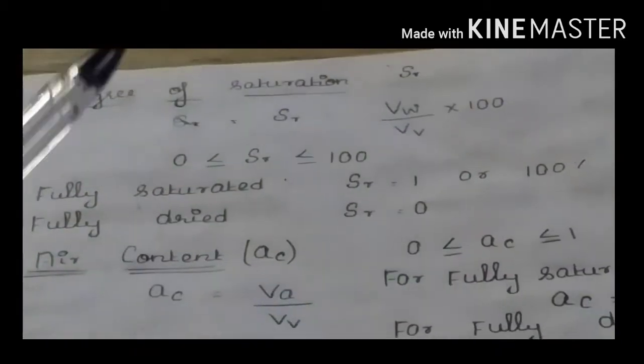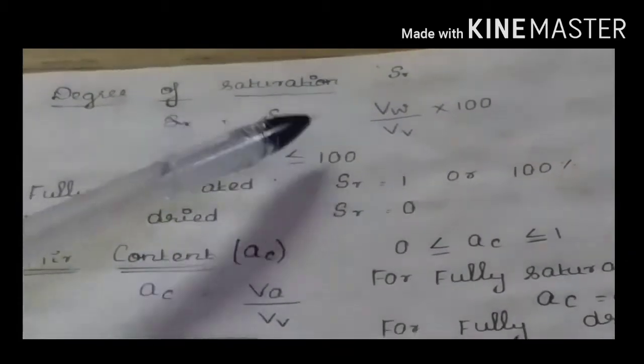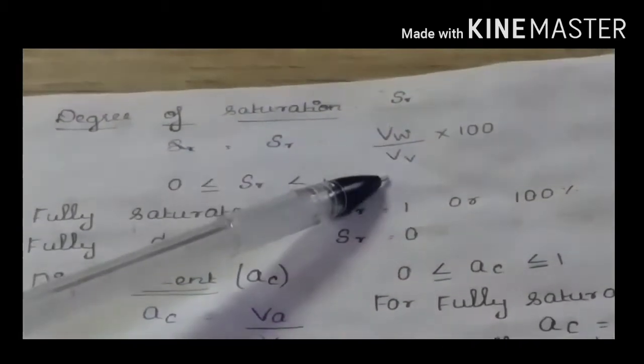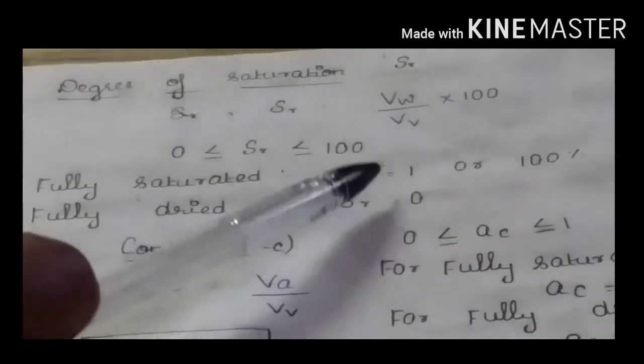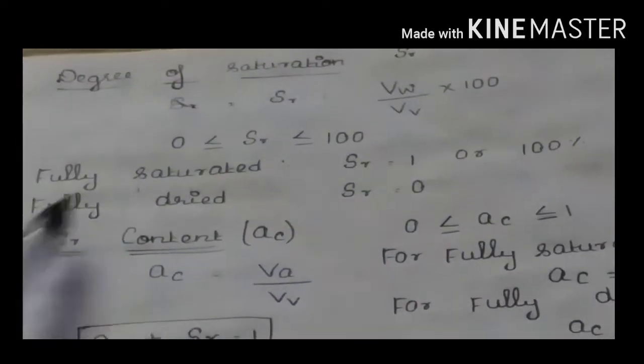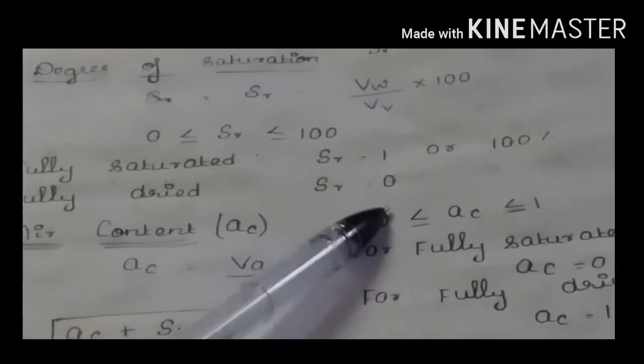Degree of saturation. Degree of saturation is indicated by Sr. Sr is equal to volume of water to the volume of the voids into 100. Its value ranges from 0 to 100. For fully saturated, Sr is equal to 1. For fully dry, there will be no presence of water. So Sr is equal to 0.